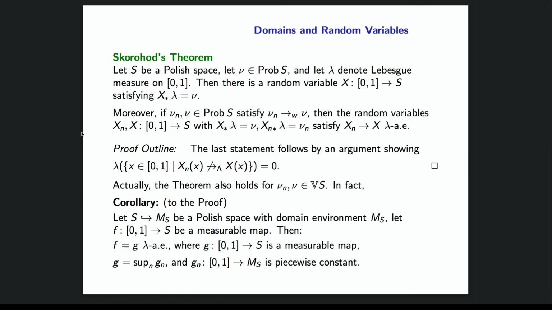And in fact, the corollary to the proof is if you take and embed a Polish space in a nice domain environment, and you take any measurable map from the interval to S, then in fact you can say F is almost everywhere equal to a G, where G in fact is the sup of what I call piecewise constant maps, these maps that I constructed using the splitting lemma.